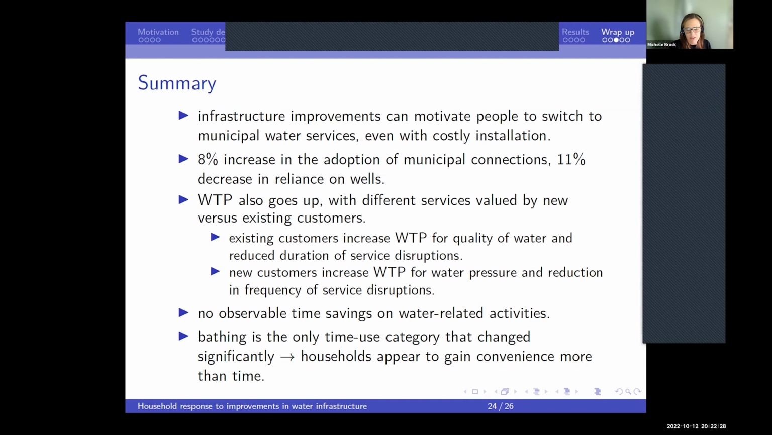And unlike some of the other papers in this literature, we find no observable time savings on water-related activities. And in this paper, we discuss this in a little more detail, but it actually makes sense that we don't see this big time savings because the water that people are accessing has never been very far away from their homes. So I think over 95% of our sample has their water within 100 meters of their door, even if it's accessed outside. And when you do a time use data collection, you're collecting information about how time is spent in 15-minute increments.